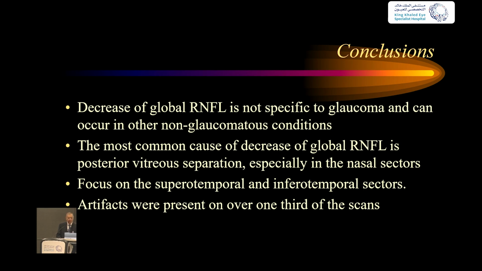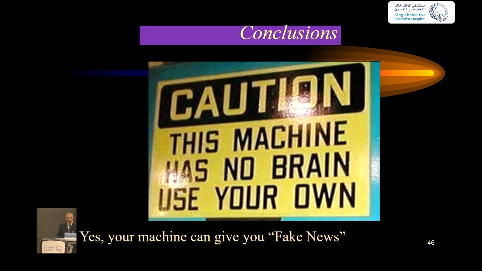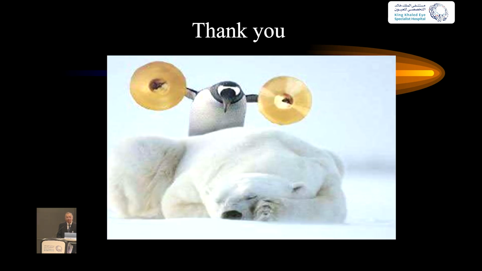So in conclusion, decrease of the global nerve fiber layer is not specific to glaucoma. The most common cause of decrease of global nerve fiber layer is posterior vitreous separation. Focus on the supero and inferotemporal sectors, and artifacts are present in over 1/3 of the scans. So, yes, your machine can give you fake news. Use your brain. I will share a couple more slides with you.